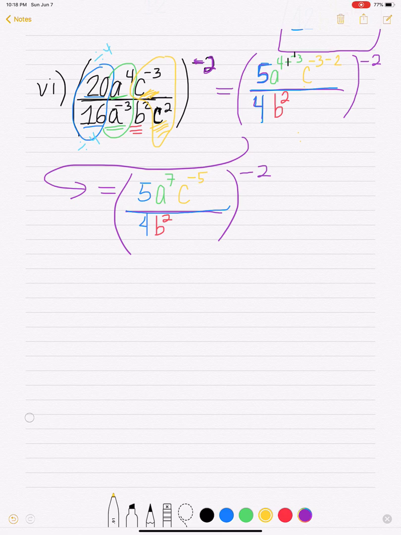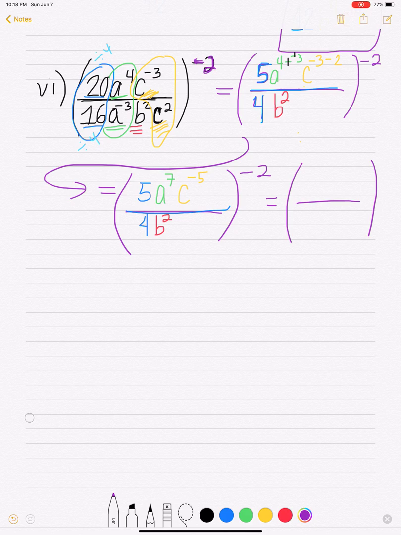So I haven't completely simplified what's in parentheses. Let me do another step. What is not quite right inside of the parentheses? We have 5 over 4, A to the 7th, B squared on bottom, C to the negative 5. We don't want a negative 5 exponent. So we're going to take that C to the minus 5 to the bottom and make it C to the positive 5.